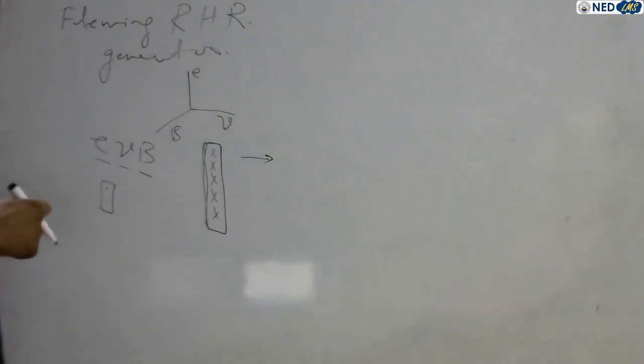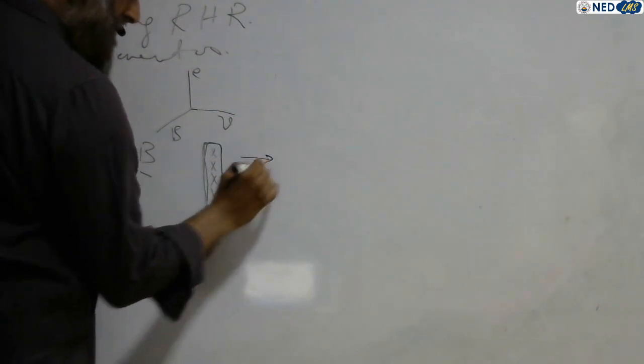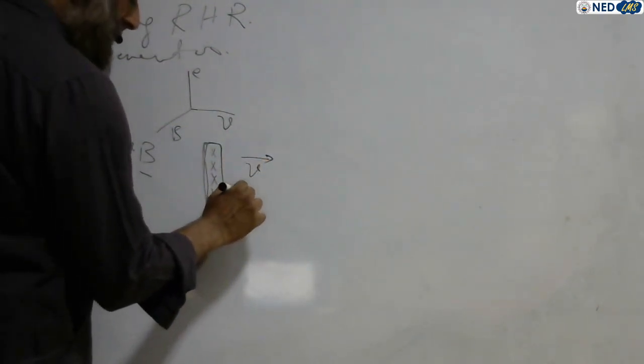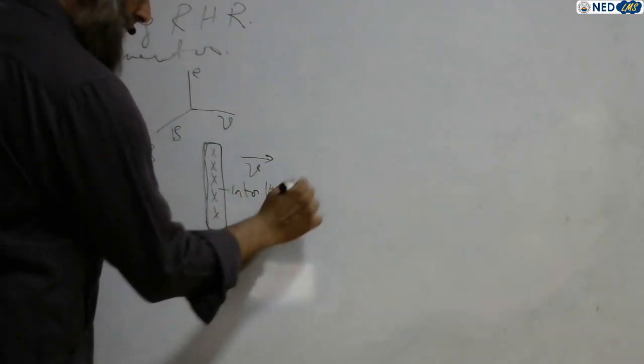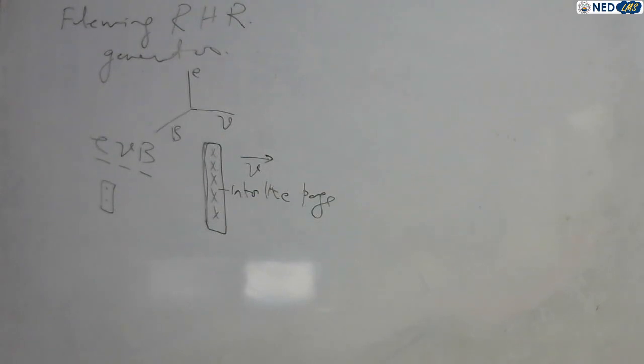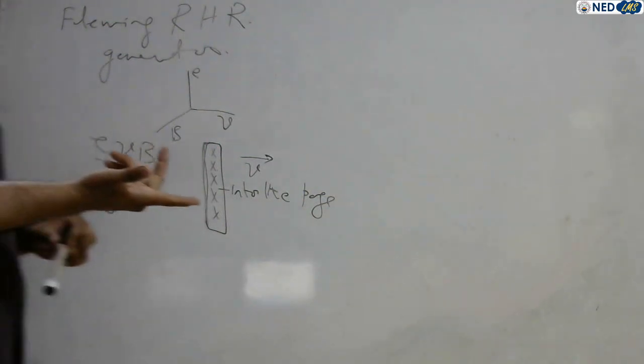So consider the velocity of the conductor like this. This is the velocity of the conductor. This is the magnetic field that is into the page. So what is the direction of voltage induced? That is, what is the direction of current, or what is the polarity of voltage induced in this conductor using your right hand?